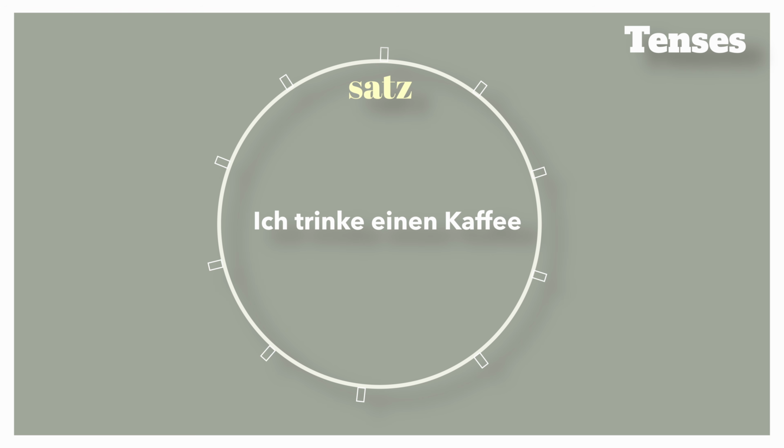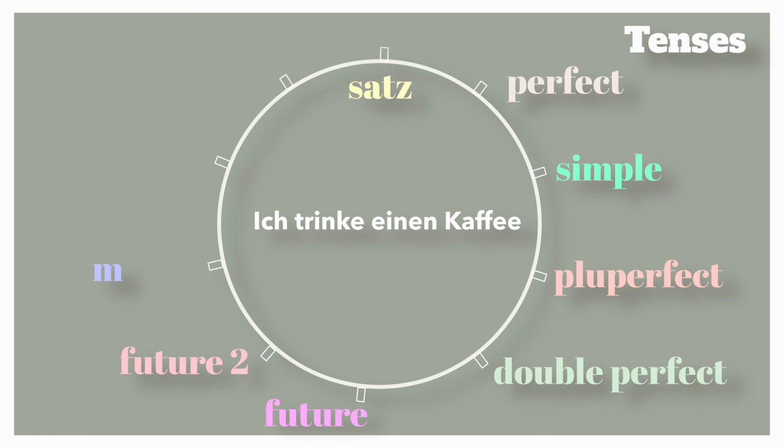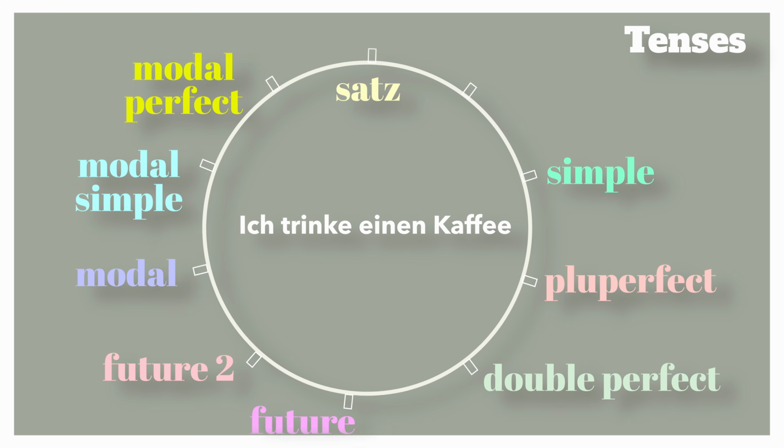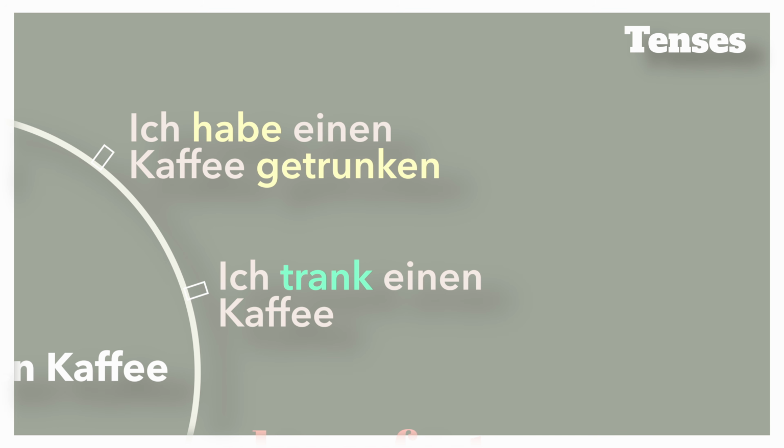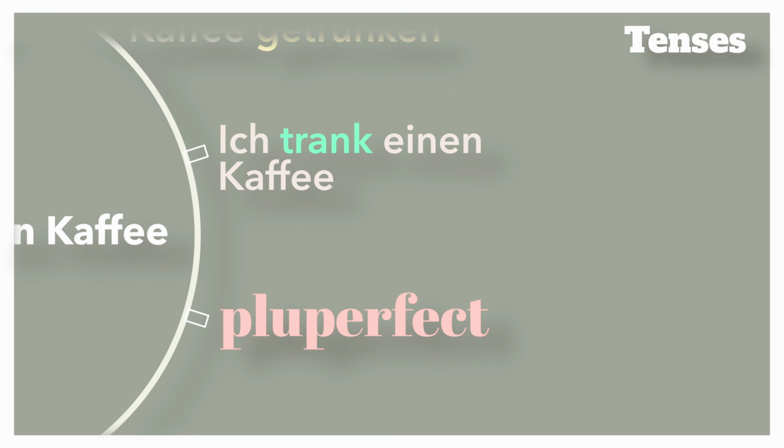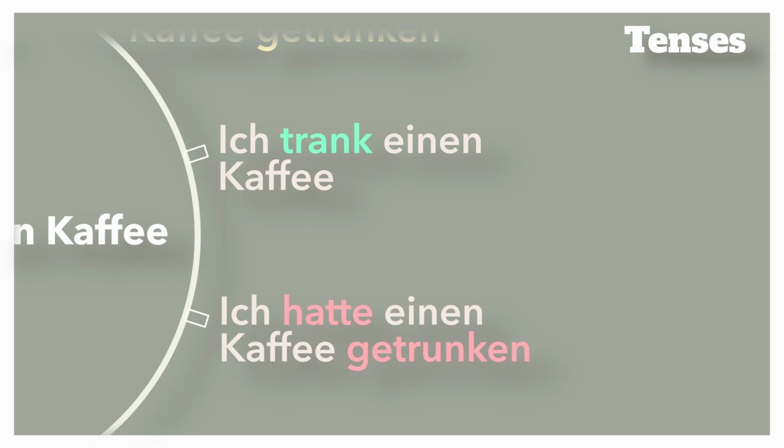Let's take the same sentence, ich trinke einen Kaffee, and then we'll move back in time through some different past tense forms. Ich habe einen Kaffee getrunken. That's the perfect tense. Or perhaps the simple past tense form, ich trank einen Kaffee. Now, moving even further back into time, we're going to want to use the pluperfect, which combines our last 2 forms. Ich hatte einen Kaffee getrunken.